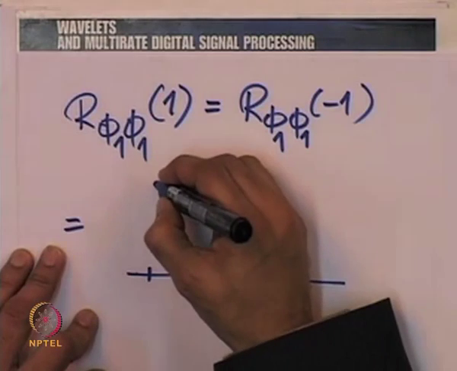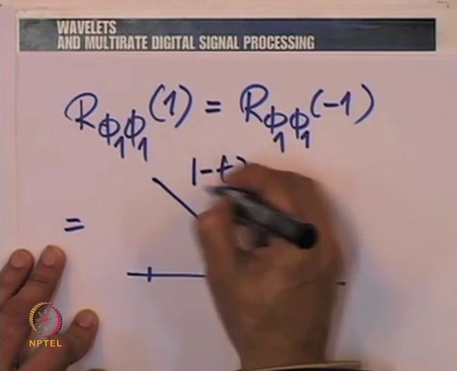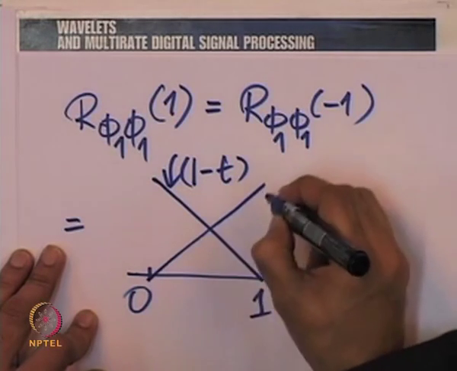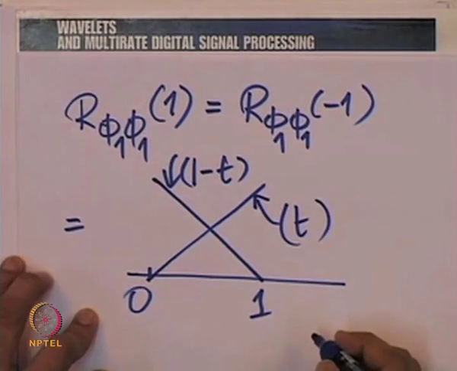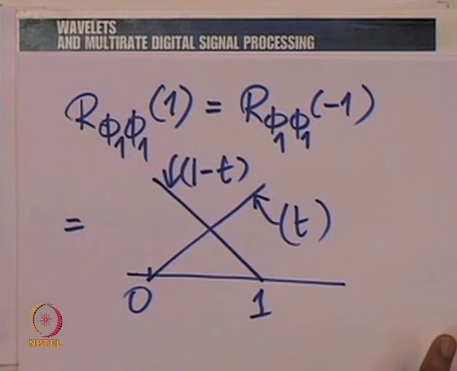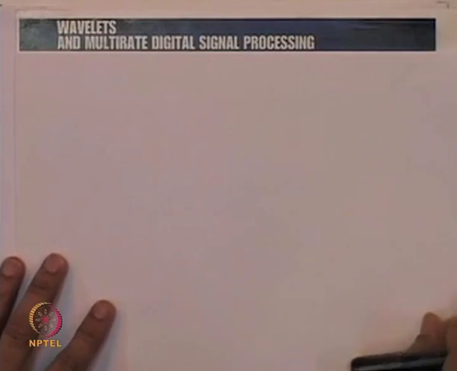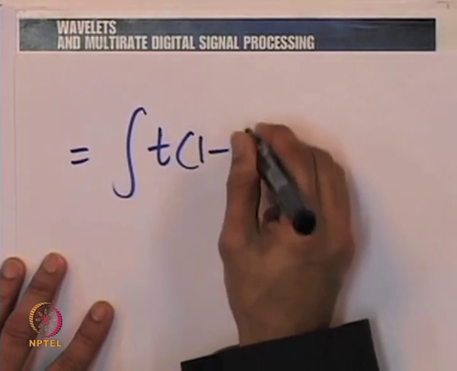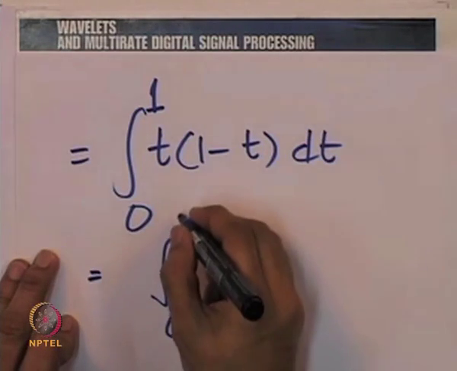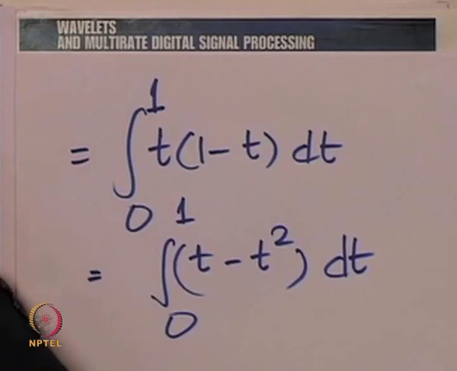You could look at a function of the form 1 minus t between 0 and 1 and the function t between 0 and 1. And you could take their product, integrate between 0 and 1, and that would be essentially this autocorrelation point. So, it is essentially the integral of t times 1 minus t dt, integrated between 0 and 1, which amounts to integrating t minus t squared between 0 and 1, and that is a very easy integral to evaluate.